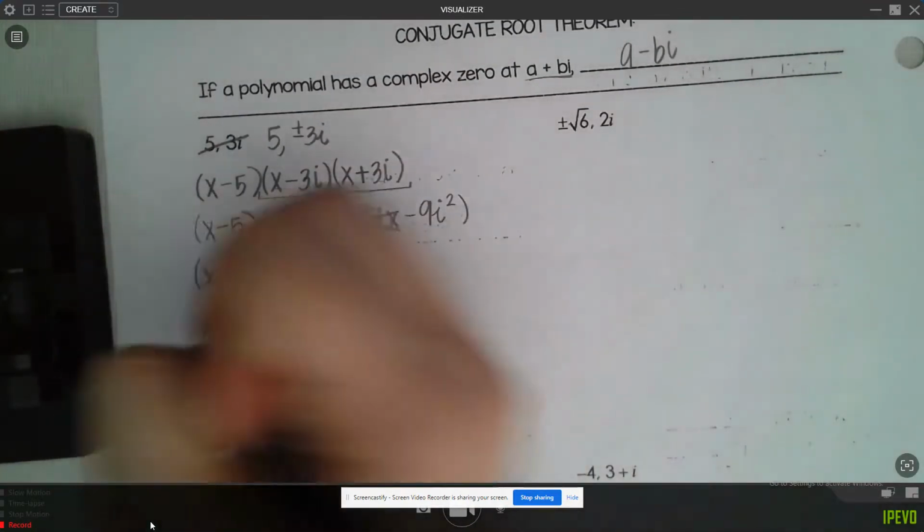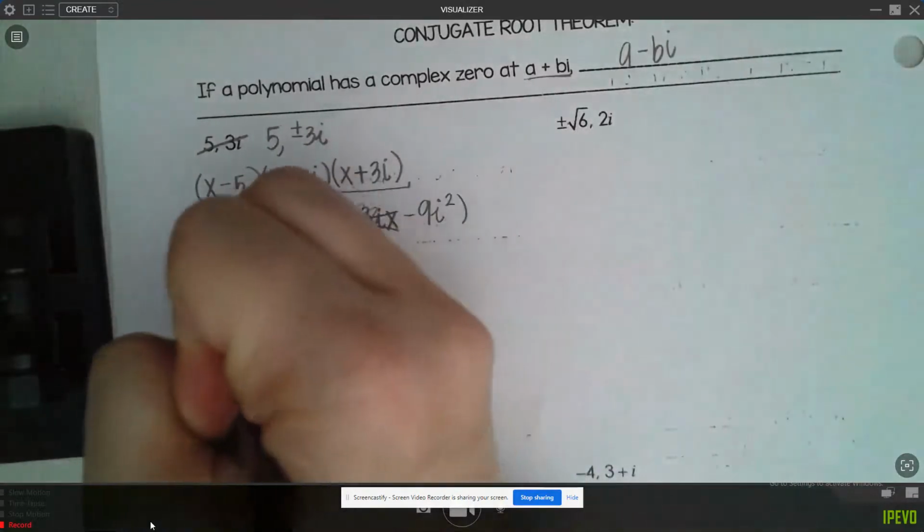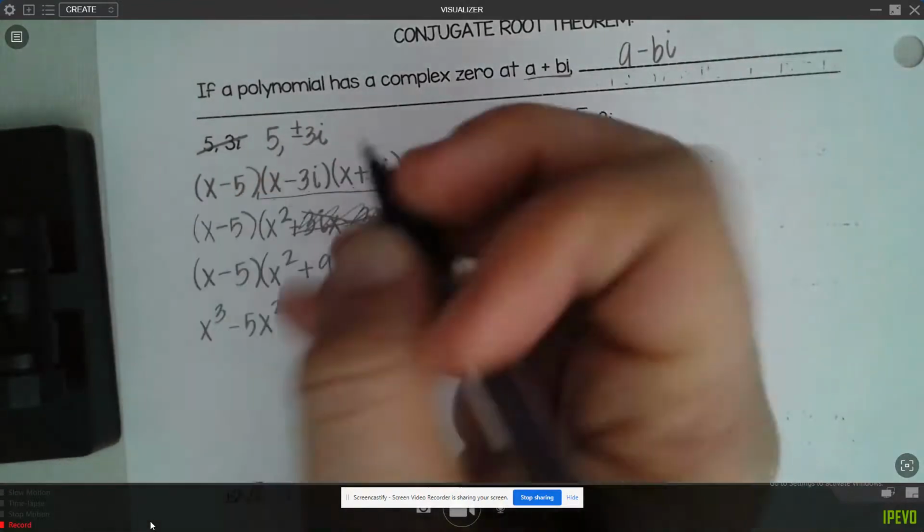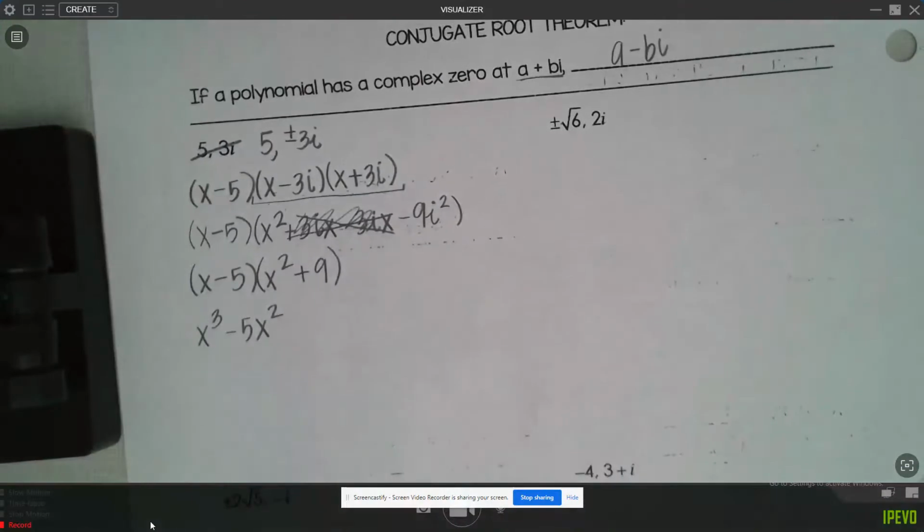So x cubed minus 5x squared. i squared is negative 1.